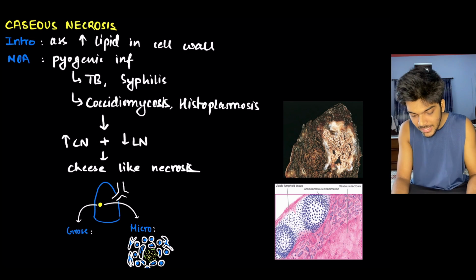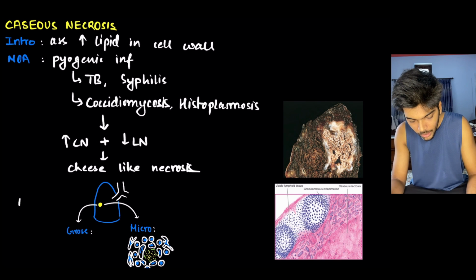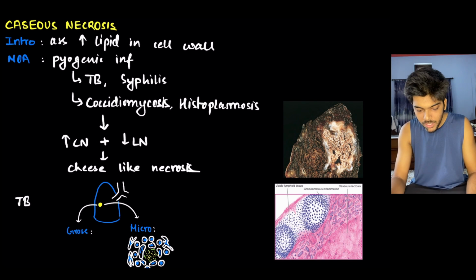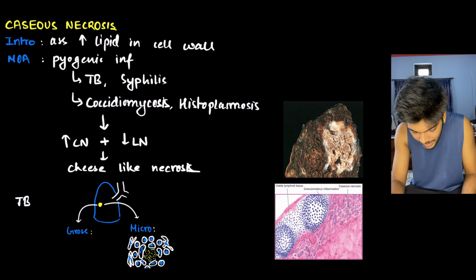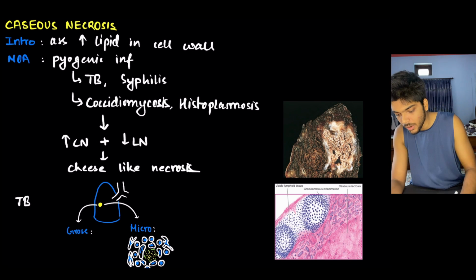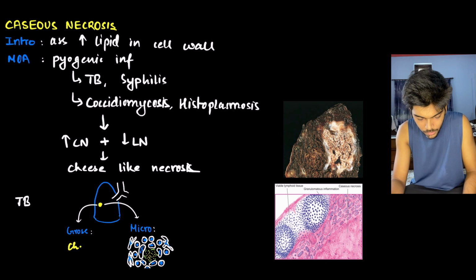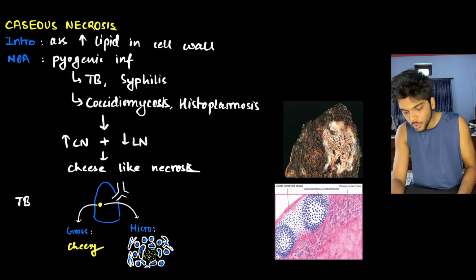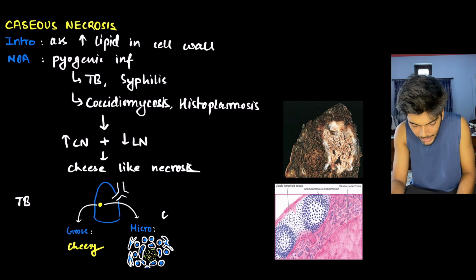So let's take the example of tuberculosis. In pulmonary tuberculosis, there's the lung. This right here is where the caseous necrosis is going on, and it looks cheese-like. Microscopically, there is formation of caseous granuloma. What is this?